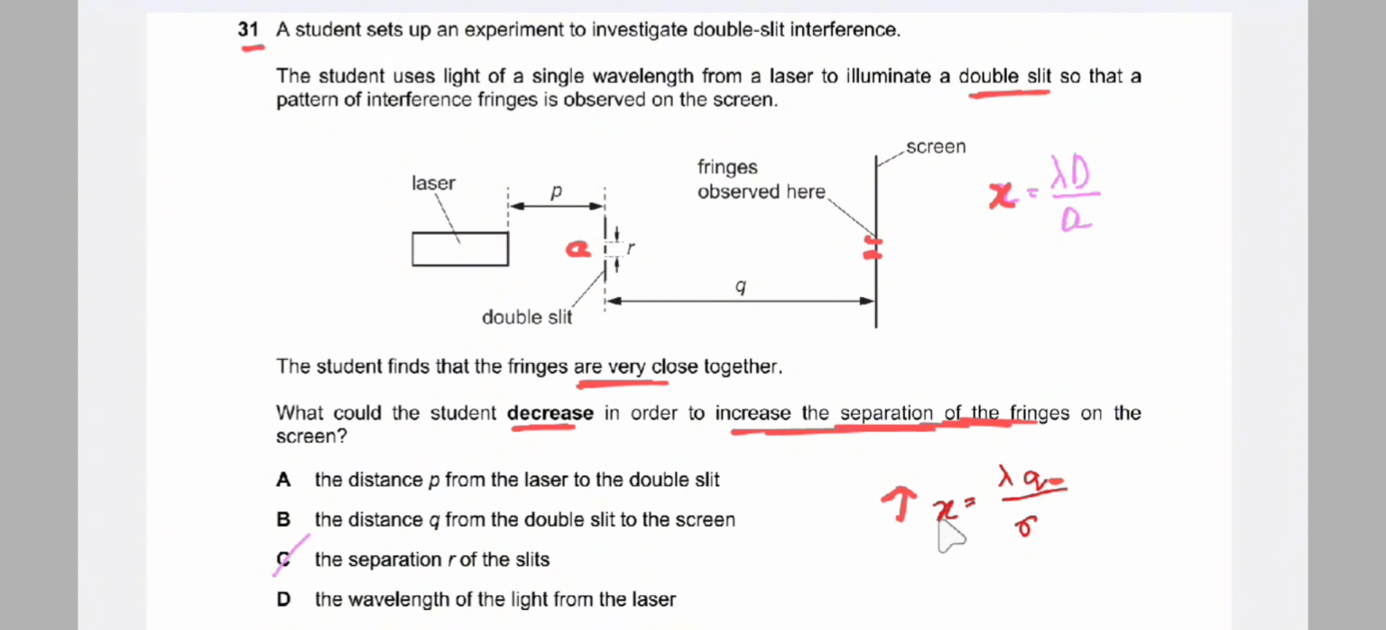That means we need to increase the value of x. To increase x, what should we decrease? We should decrease the value of r. If r is decreased, then x increases. So the separation r must decrease because x is inversely proportional to r. So we must decrease the separation r in order to increase x.